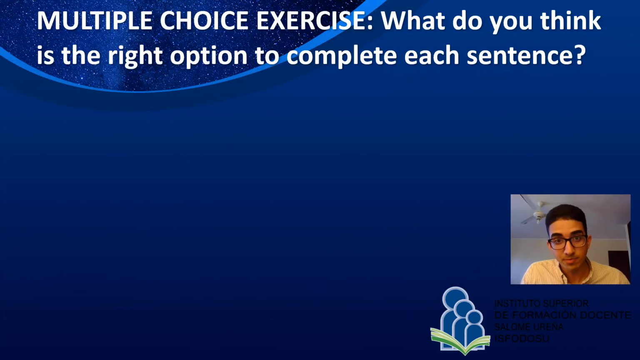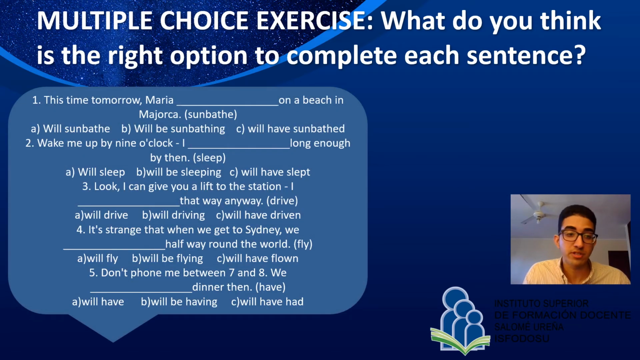Well, guys, it's time to practice. And to practice, here you have a multiple choice exercise. So the first says, this time tomorrow, Maria blank on a beach in Mallorca. The options that we have are will sunbathe, will be sunbathing, will have sunbathed. So what do you think the answer is? Well, the correct answer is will be sunbathing. And this is because we are referring to a specific time in the future, to an action that will be in progress at a specific time in the future. That's why we say this time tomorrow.